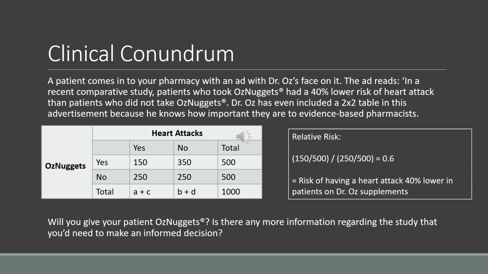To get the relative risk, we would take the yeses, so new heart attacks that occurred, divided by the population at risk for the Oz Nuggets group, divided by the incidence of heart attacks in the placebo group, so yes divided by population at risk, 150 over 500 divided by 250 over 500 equals 0.6, and that's how Dr. Oz is saying that he has a 40% lower risk of heart attack.